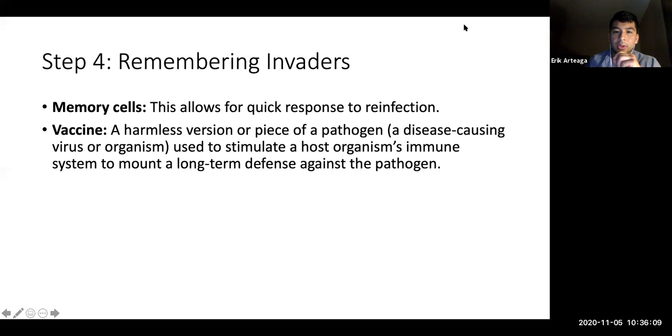Okay. All right. So memory cells, again, remembering the invaders. So step 4 allows for quick response to reinfection. Vaccine: this is a harmless version or piece of a pathogen, a disease-causing virus or organism, used to stimulate a host's immune system to mount a long-term defense against the pathogen.